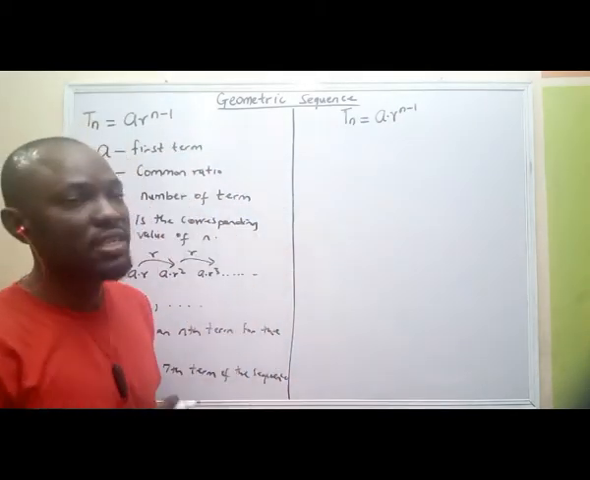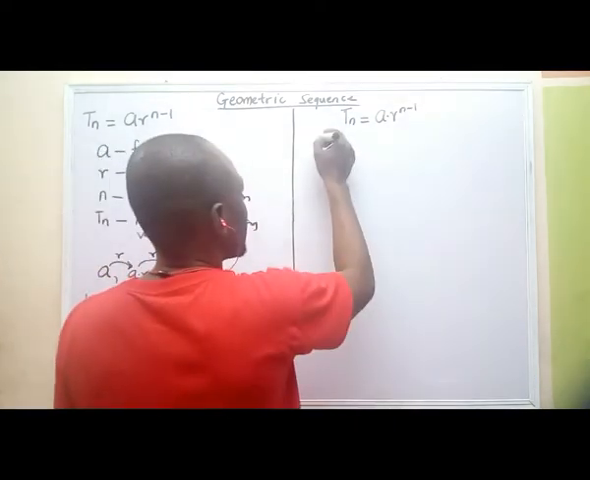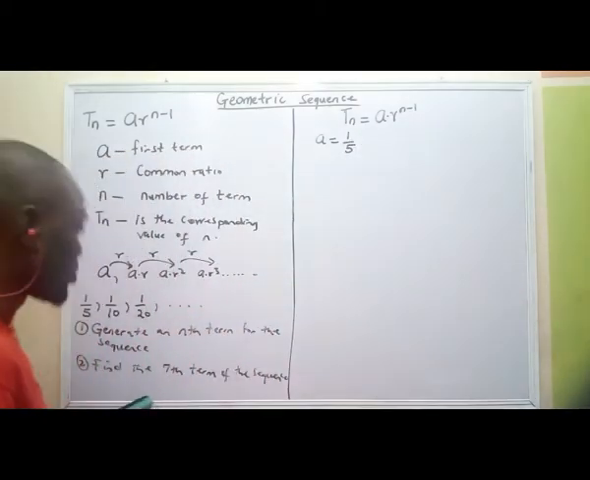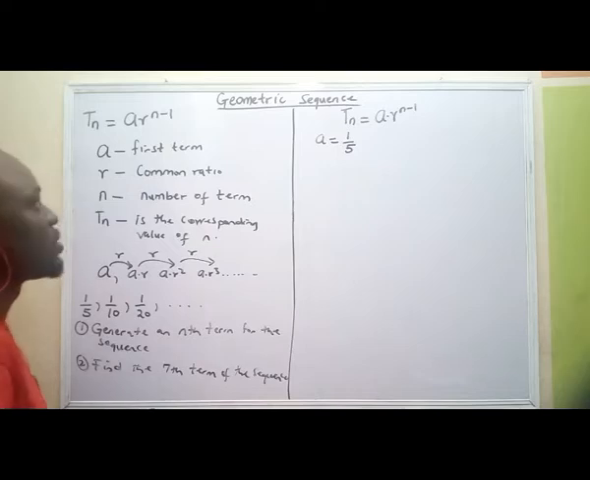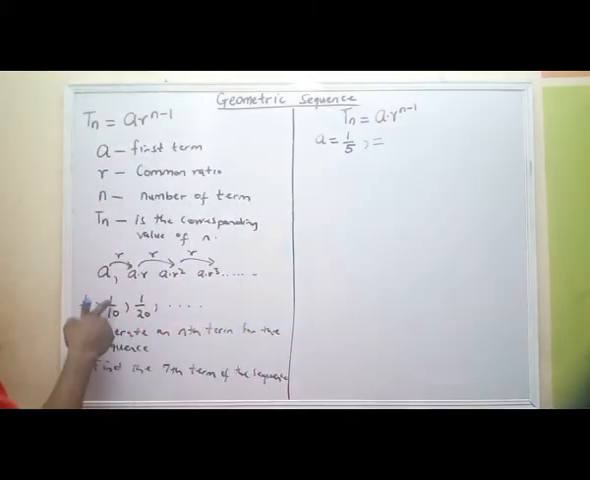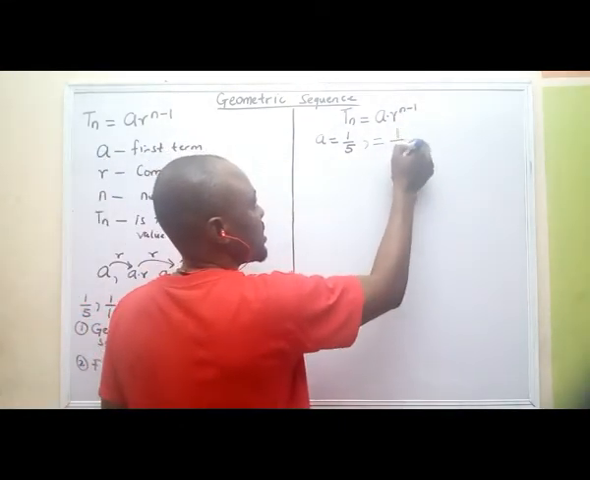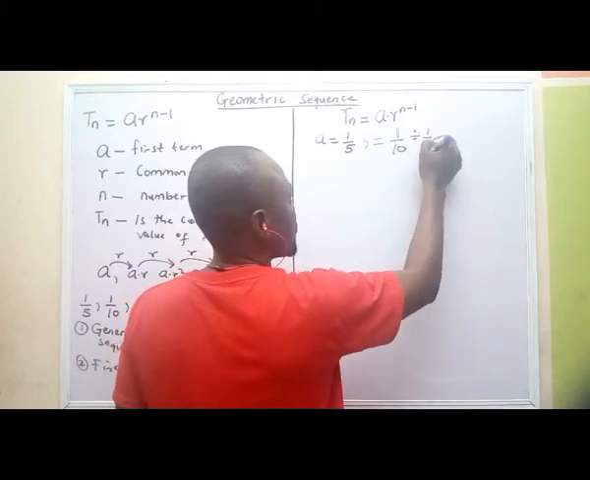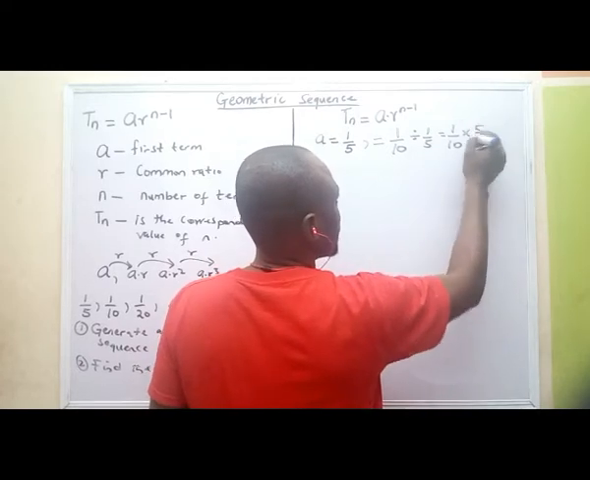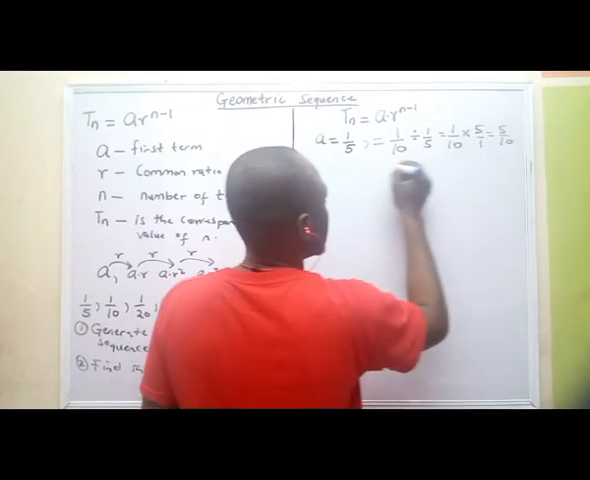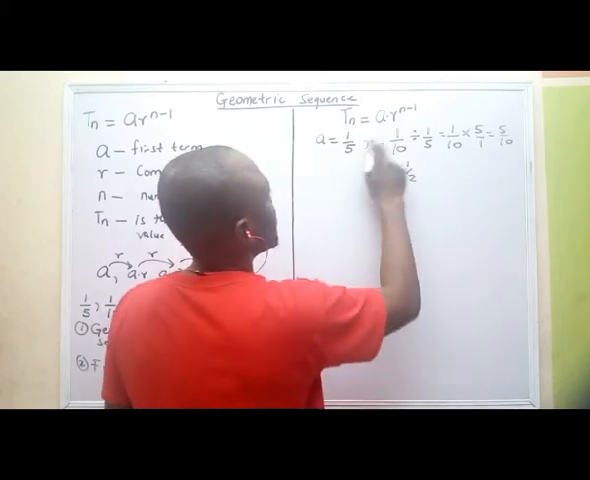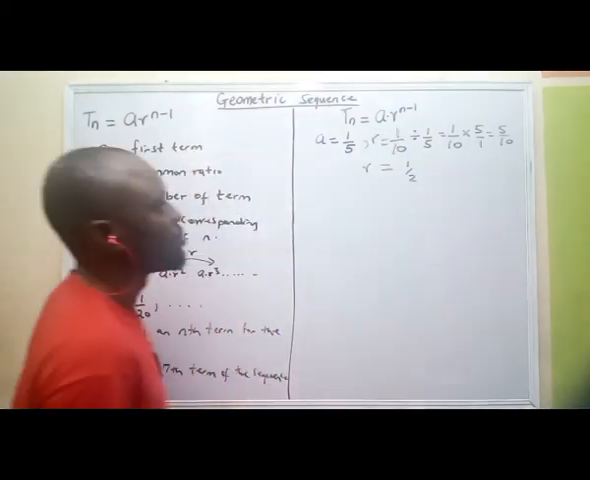In order to generate it, we need to know what the first term is. A is the first term, which is 1 over 5. We need to get the common ratio. The second term in the sequence is 1 over 10, so 1 over 10 divided by the first term, 1 over 5. If I do that, 1 over 10 times 5 over 1 gives me 5 over 10. So the common ratio is 1 half.